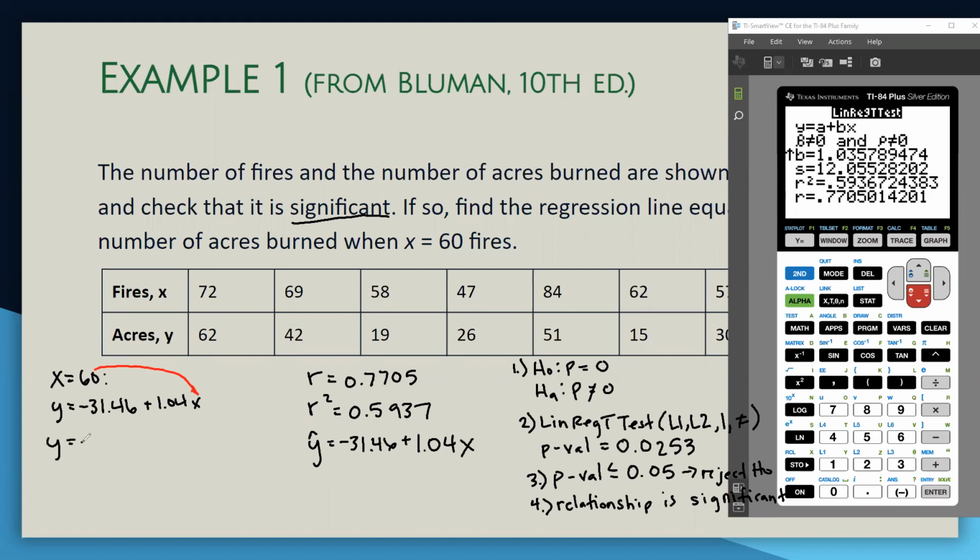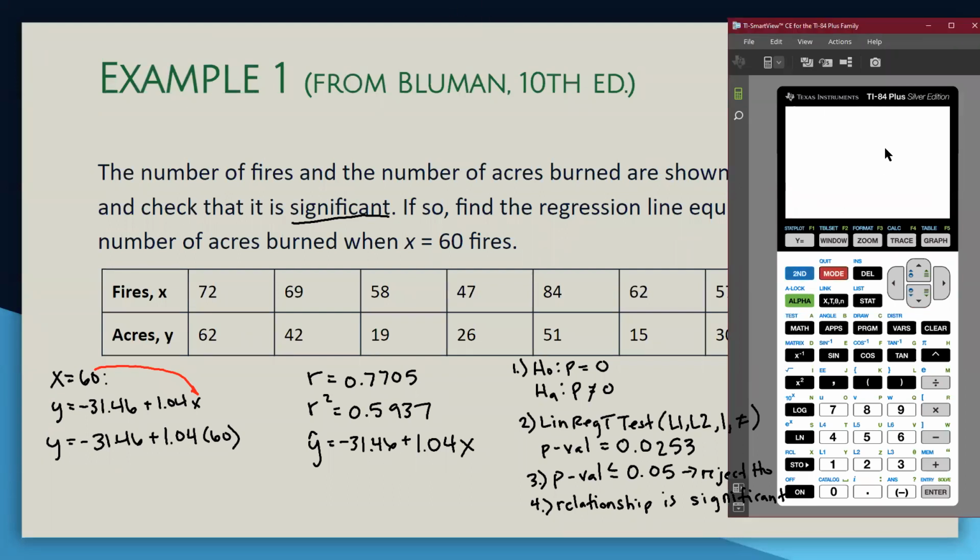So y equals negative 31.46 plus 1.04 times 60. So let's go ahead and plug that into our calculator. I'm going to go back to the home screen, and I'm going to type it as it appears. And I get 30.94.